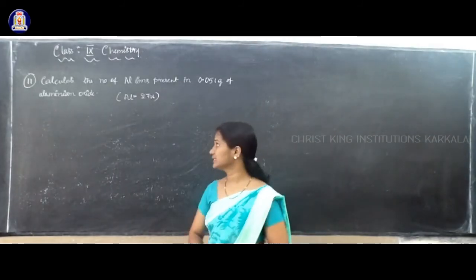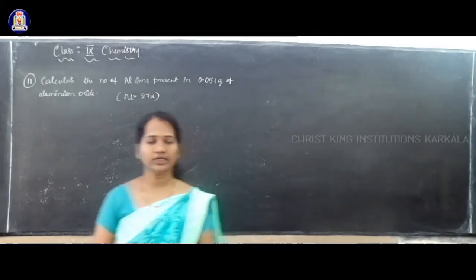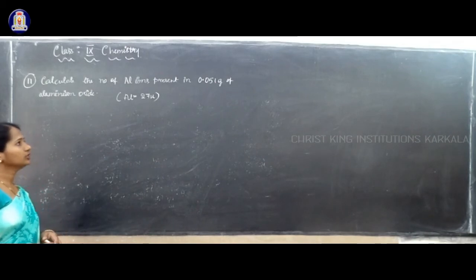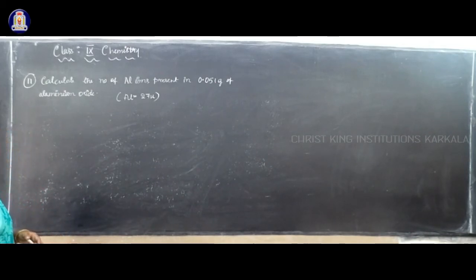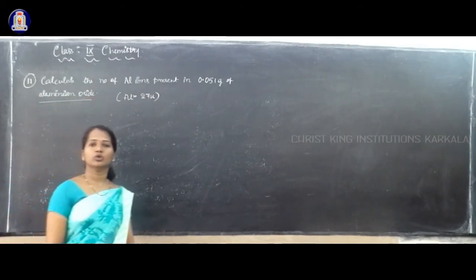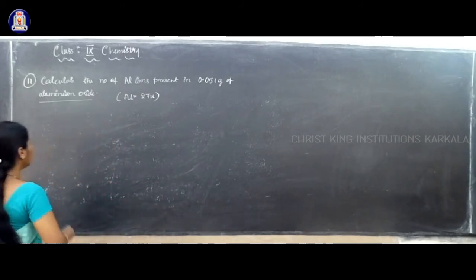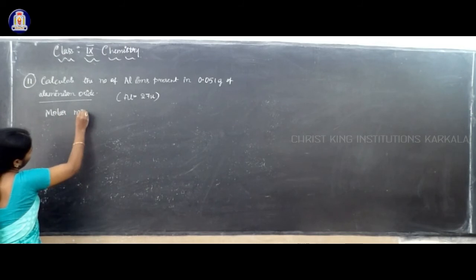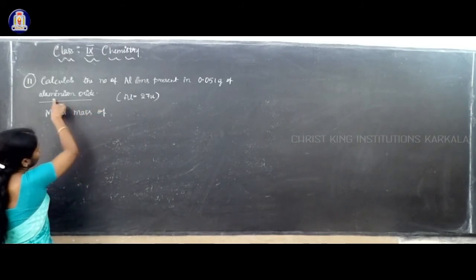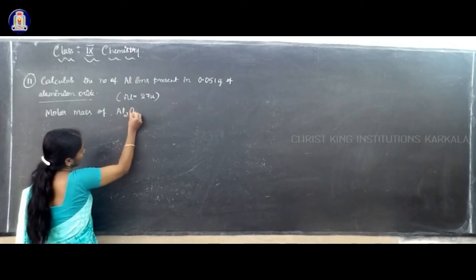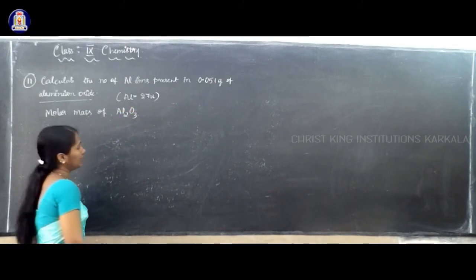Last question of the exercise: calculate the number of aluminium ions present in 0.051 gram of aluminium oxide. Aluminium oxide is Al2O3. First we will find the molar mass of aluminium oxide. Molar mass of Al2O3. This is the formula for aluminium oxide, Al2O3.